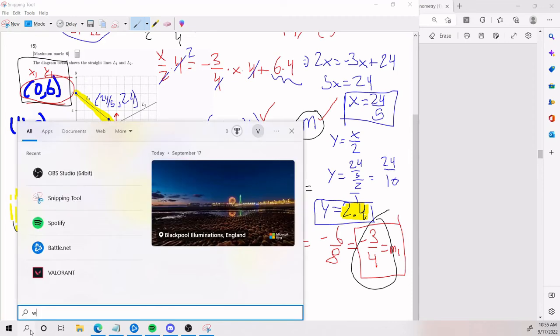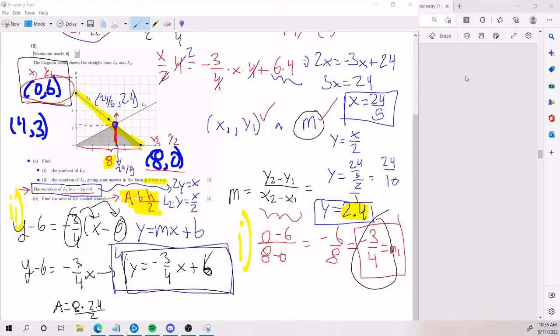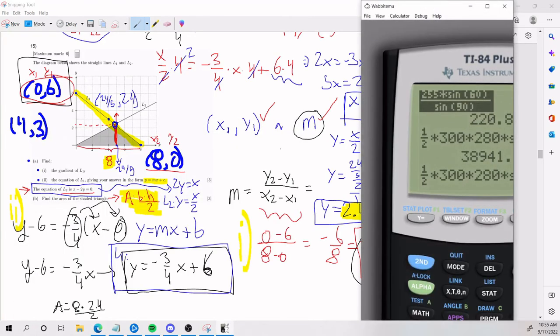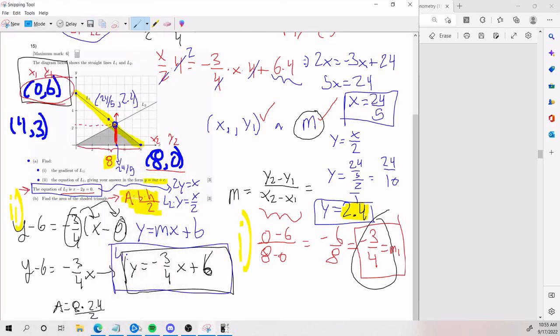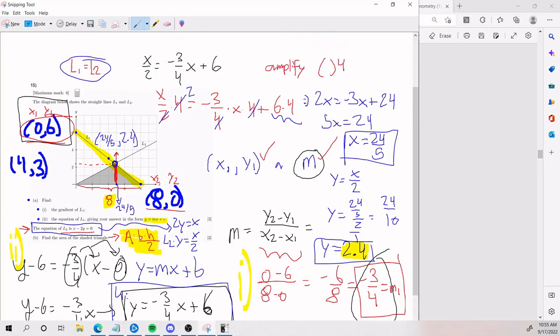See? Now, of course, that's a little more complicated, so I'm going to pull out the calculator. 8 times 2.4 divided by 2. And that gives me 9.6. So the area is going to be 9.6. Don't forget the units. Units squared. See? Ladies and gentlemen, that is how you solve this problem.